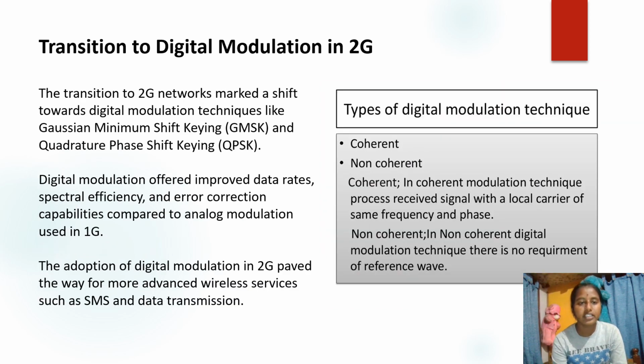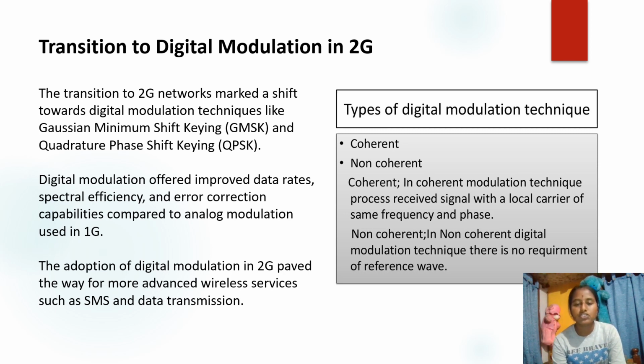And here we can see the transition to digital modulation in 2G. The transition to 2G networks marked a shift towards digital modulation techniques like GMSK. GMSK stands for Gaussian Minimum Shift Keying, and the QPSK. QPSK stands for Quadrature Phase Shift Keying. Digital modulation offered improved data rates, spectral efficiency, and error correction capabilities compared to analog modulation used in 1G. The adoption of digital modulation in 2G paved the way for more advanced wireless services such as SMS and data transmission.